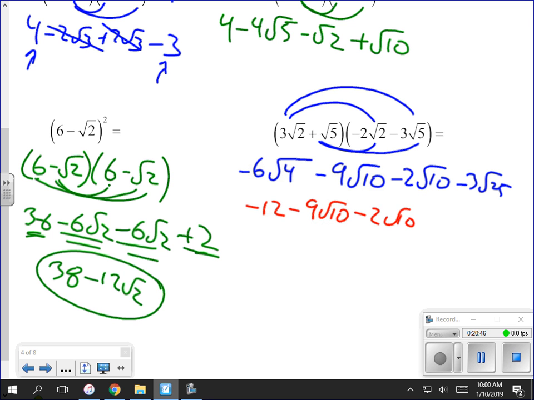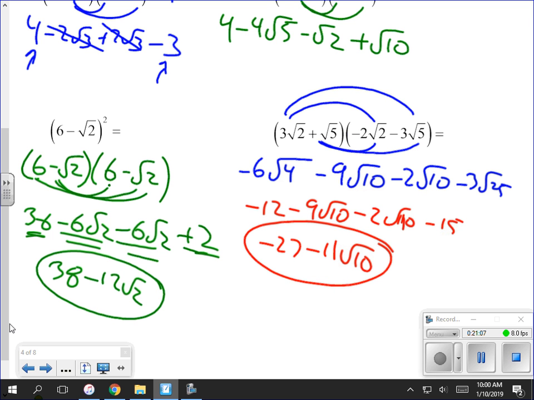And then what's the square root of 25? 5. What's 3 times 5? 15. Negative 15. I've simplified all my radicals, combined up like terms. Negative 12, negative 15 is negative 27. Negative 9, negative 2, negative 11 root 10. It's not terribly difficult. It's just, you've got to be careful. Okay, watch for errors. It's easy to find errors in here. Okay.